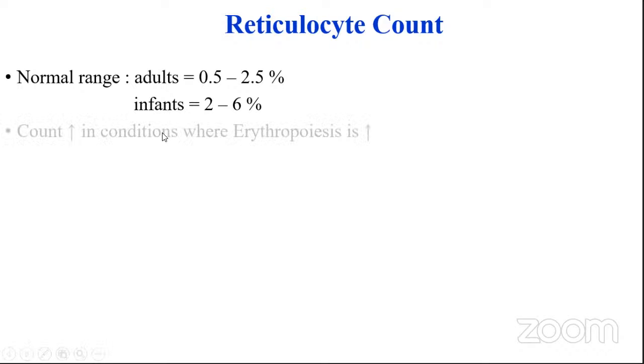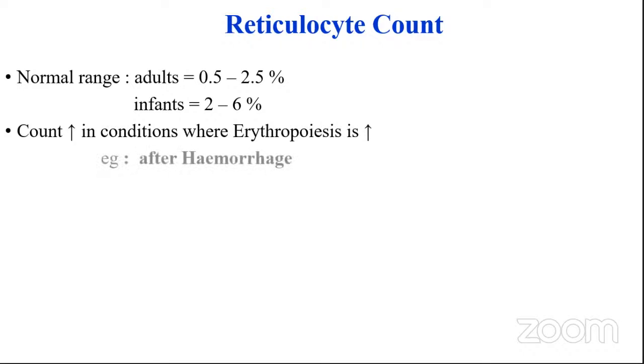The count increases in conditions where erythropoiesis is increased, especially after hemorrhage. Soon after a hemorrhage, if you take a peripheral smear, you can see the count of reticulocytes going higher because of the increased erythropoietic activity.